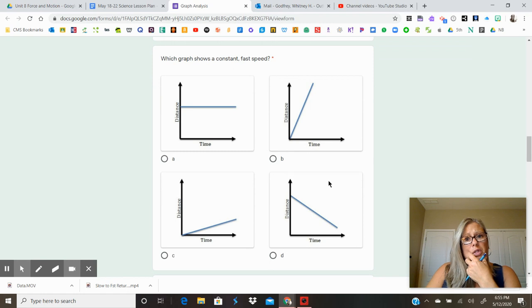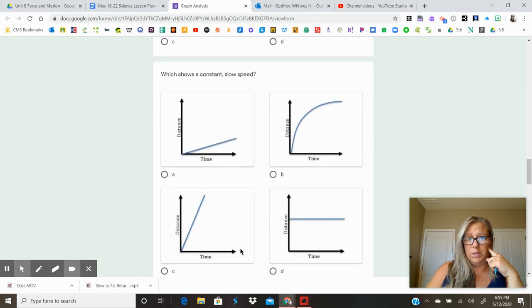All right, which graph shows a constant fast speed? Well, I know what horizontal means. Motion has stopped. And I have 3 constant speeds, but which one of these is a fast constant? I know you can do that. I'm not going to help.